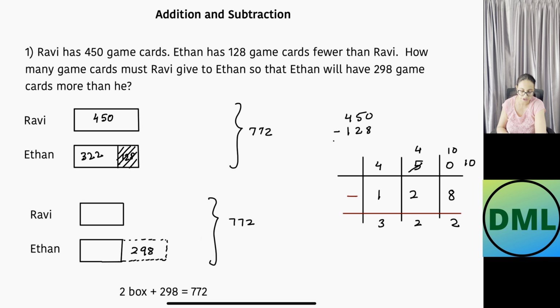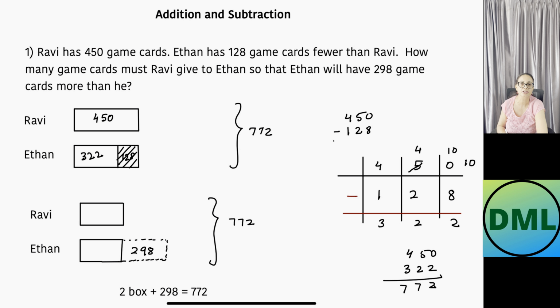Together they will be how much? Before that, 450 game cards were with Ravi and Ethan has 322 game cards. If I add them, I am going to get the total game cards. Let's add them here. 450 and I need to add 322. 2 plus 0, 2. 5 plus 2, 7. 4 plus 3, 7. 772 game cards. They have 772 game cards. I have written here also 772 game cards. 2 boxes plus 298 is 772 game cards.